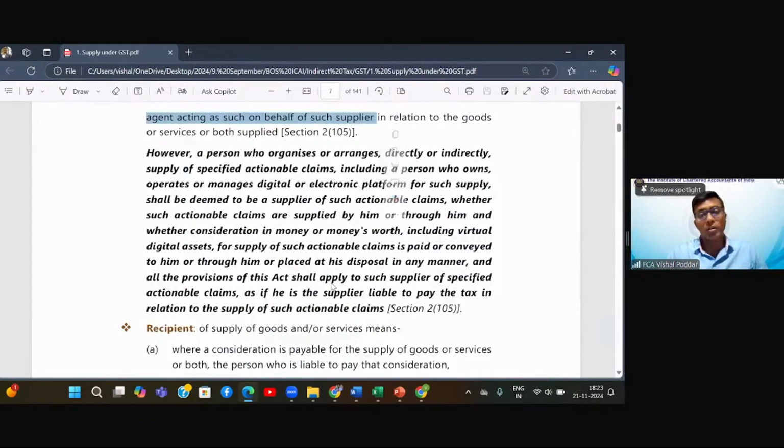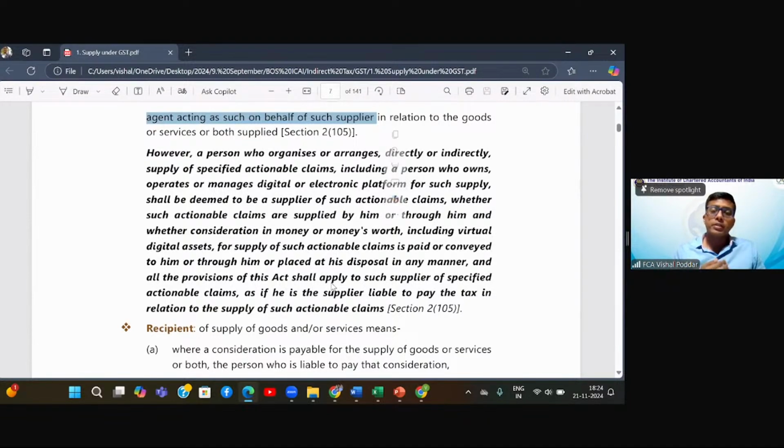Like lottery is also an actionable claim. In fact, it is an actionable claim from day one. Online money gaming has been brought under actionable claim very recently, from 1st October 2023, when they brought this amendment. So now what is this supply? They are saying the supply is the actionable claim involved in this bet. What is that actionable claim? That tomorrow if you win, you have the claim over the company to recover your amount.